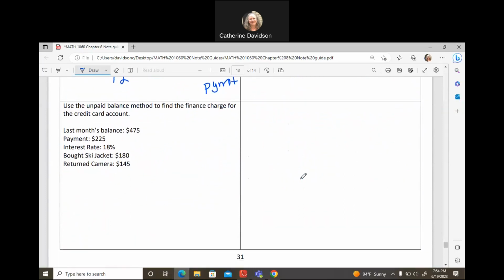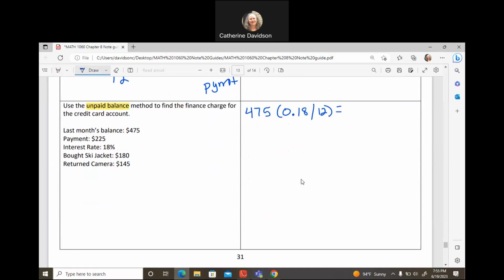All right, so these last 4 questions, it's 2 different methods to find the finance charge on a credit card. The first one is the unpaid balance method, and we're going to do 2 of these. So we have last month's balance, which was $475. The interest rate, this is an annual interest rate, is 18%. And we need to figure out the interest for the previous month. So we're going to divide that by 12.